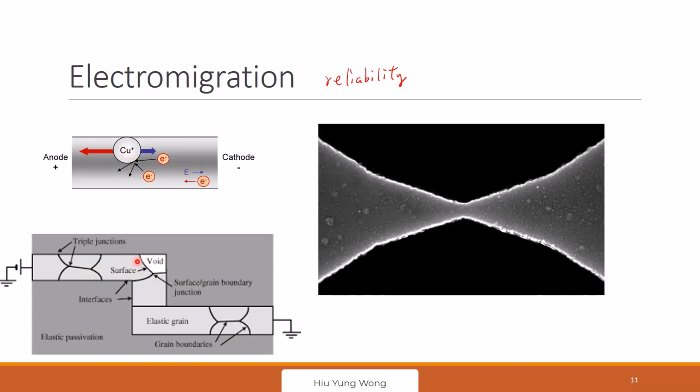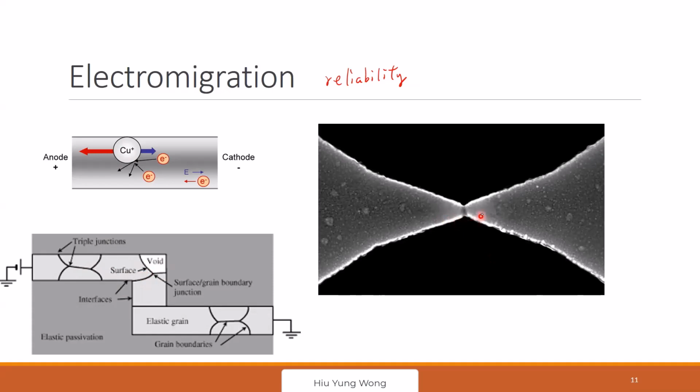And then you will start creating a void. This is the void. And this process is enhanced if you heat up. Now think about it: if I have a void, it means the resistance is even higher. Then all the electrons will keep knocking the narrower region, like here, right?